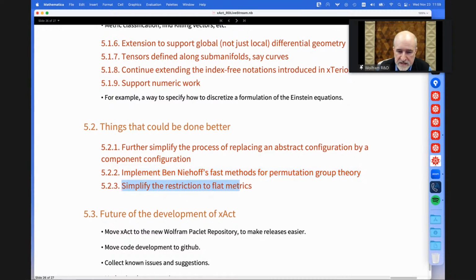And another thing that I see people having problems with is that because xAct is designed with general relativity in mind, when people want to do problems with flat backgrounds, they have problems because they need to deactivate all the curvature tensors. And so again, probably we need a way to say, okay, forget about curvature, my background space is all flat.